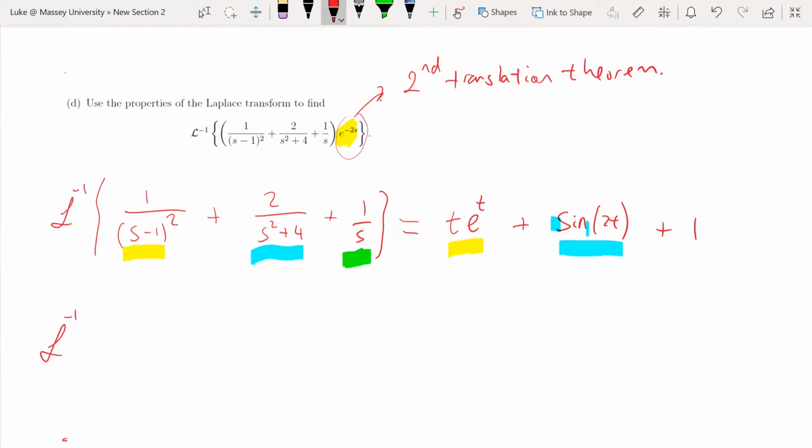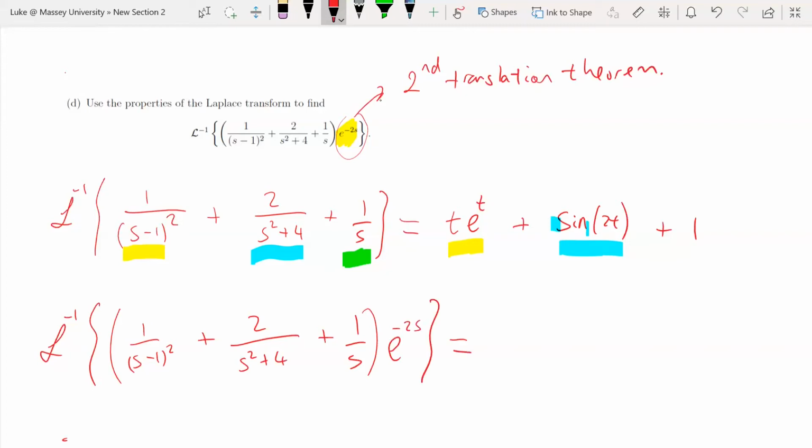But now I'm going to use the second translation theorem to find this inverse Laplace transform. This is basically fairly simple because a here is equal to 2. What the second translation theorem is saying is that wherever I see t in my solution here, I'm going to replace that with t minus 2, and then I'm going to multiply the whole thing by the Heaviside function at t minus 2.